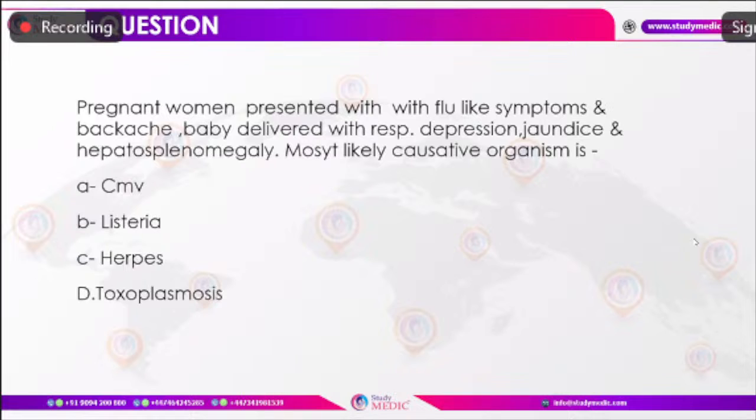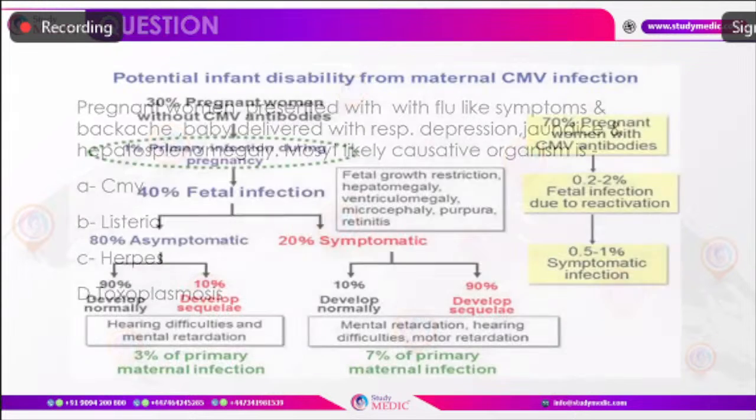If we look at this presentation, there are only flu-like symptoms and no history of rash that the woman has developed. And looking at the features of the baby, there is respiratory depression, jaundice, and hepatosplenomegaly. When we look at any viral infections which can fit into this criteria, it can be most commonly associated with cytomegalovirus infection. If the viral infection has been ruled out, then the second common cause can be toxoplasmosis.